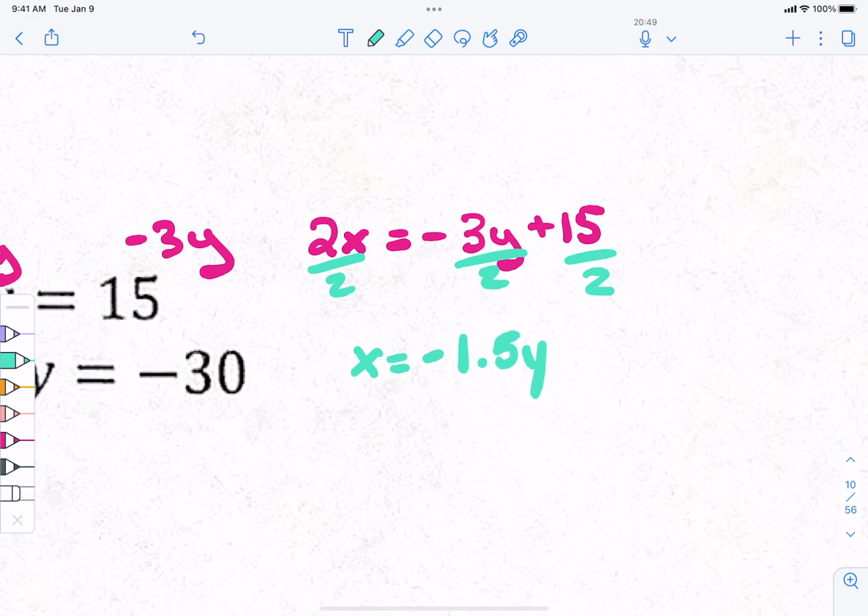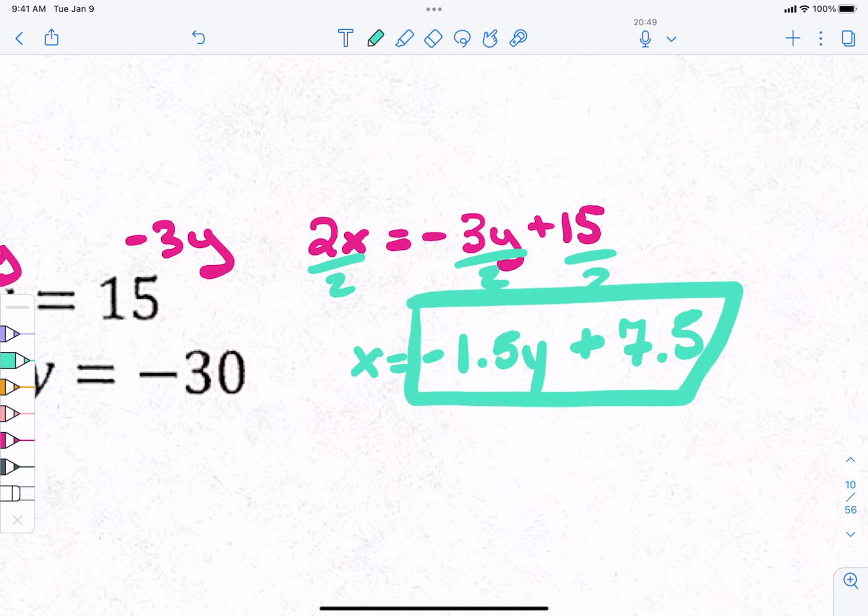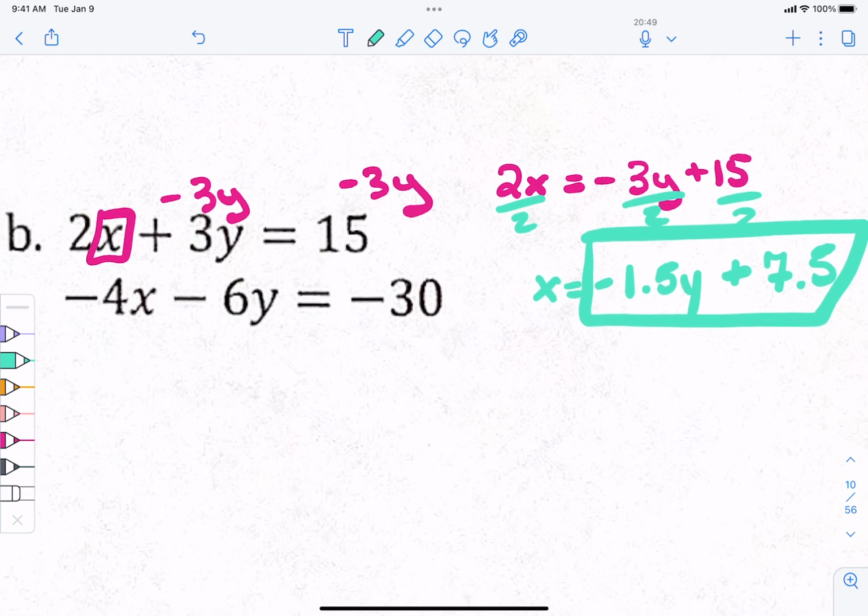Now, normally we leave it as negative 3 over 2, but since we're going to plug in, I'm going to put it as a decimal. So negative 1.5y plus, what's 15 divided by 2? 7.5. Okay, so x is equal to this. Put a box around it if you need to. X is equal to that.